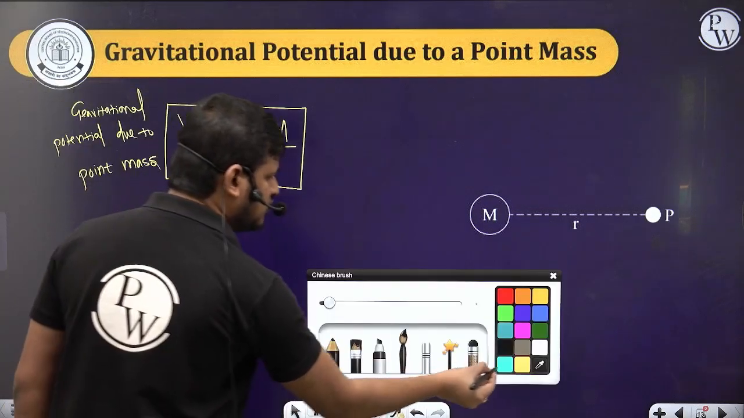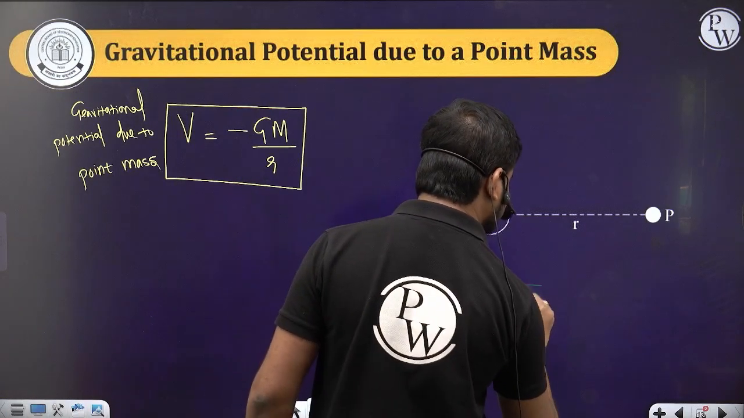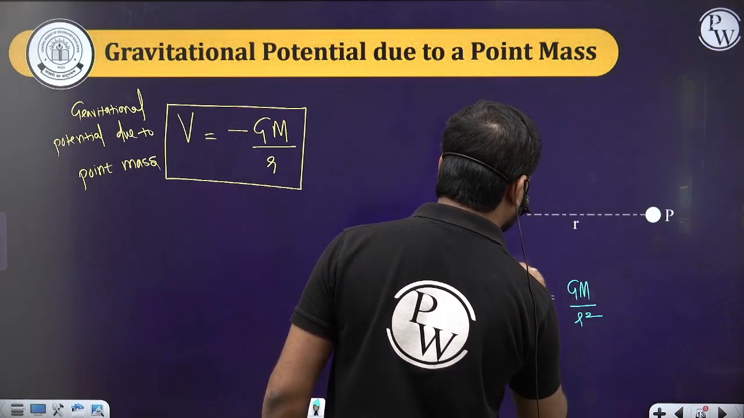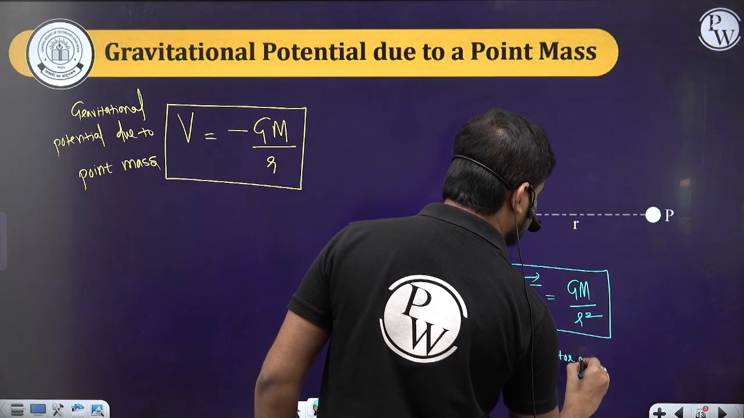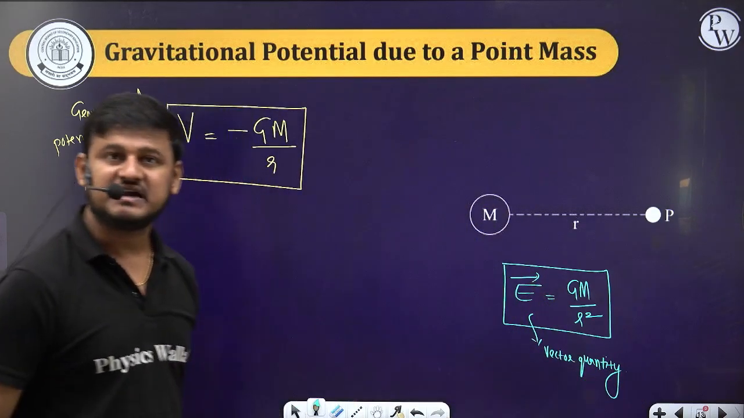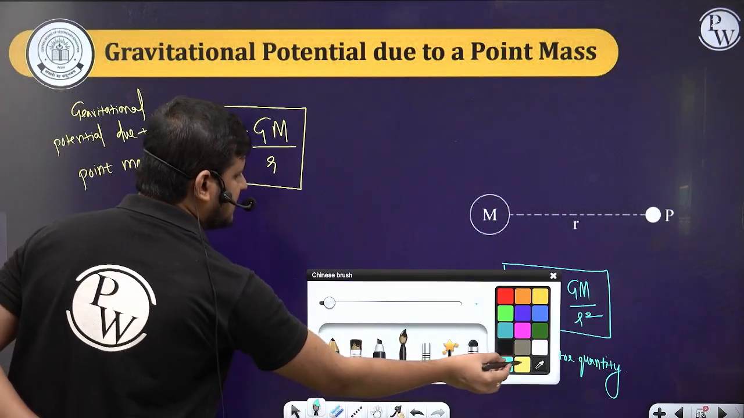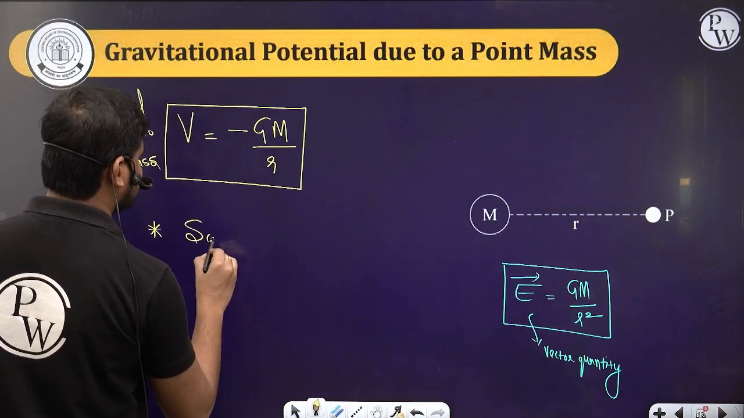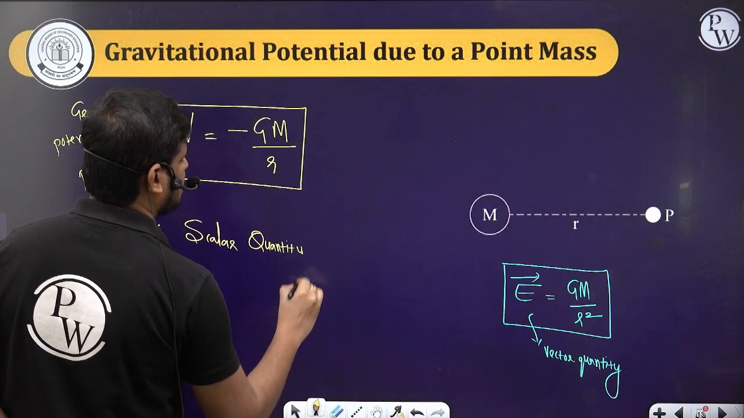Done. And one more thing, we already studied the field. What is the gravitational field due to the point mass? E equals Gm by R square, remembered? This gravitational field is a vector quantity, Gm by R square. The gravitational potential due to the point mass is a scalar quantity.